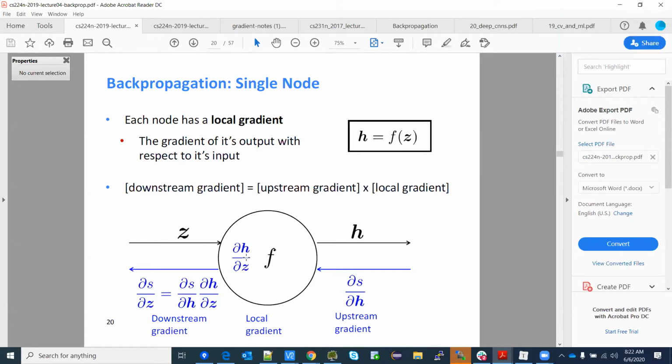Before you go, the local gradient you should think of as the derivative of the local function, that is, the function represented in that circle. The upstream gradient and the downstream gradient are derivatives of the output function, the loss function, or the score in this case. Those two have S in the numerator, but the local gradient has this local function in the numerator.